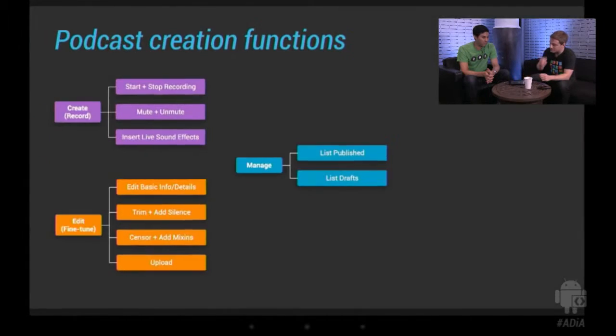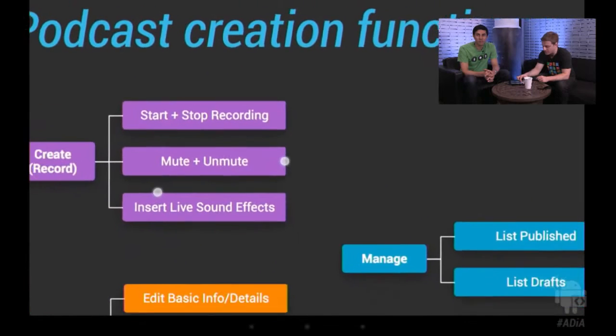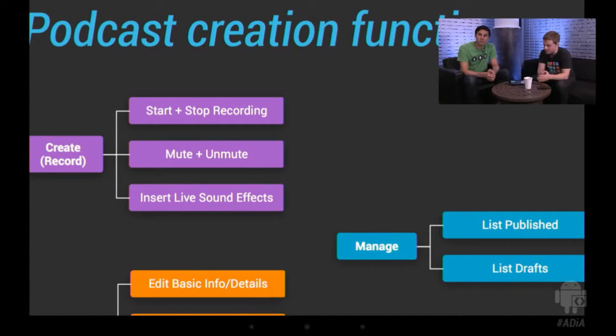The second set of things that we thought about is the underlying functions, right? So for each of these main themes, for create and for edit and for manage, you want to have more specific bits of functionality. So for creation, you probably want to have the ability to start and resume recording. During the actual recording, you want to be able to mute and unmute probably, if something comes up and you want to insert a silence. And then you probably want to insert either live sound effects or clips, like an intro clip or an outro clip or a fake applause or something like that. The gong. You always need a gong.